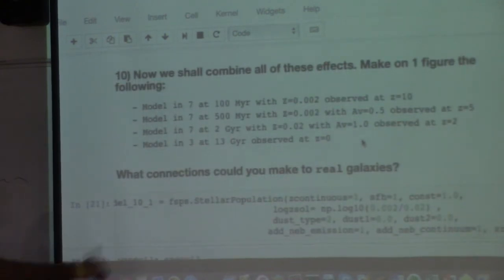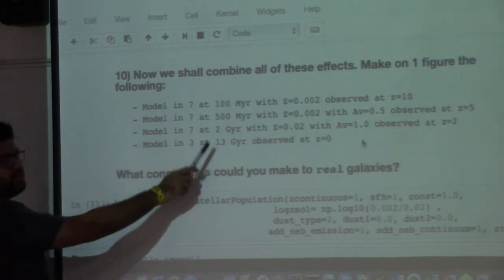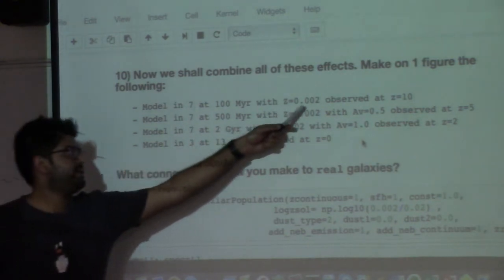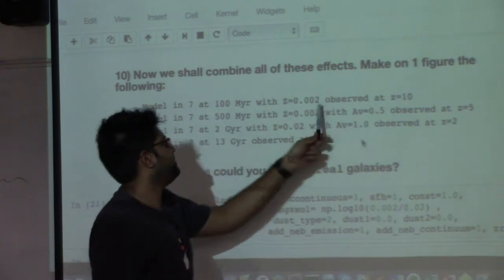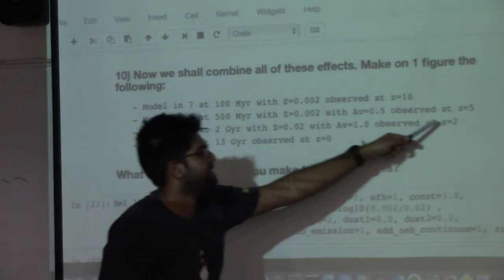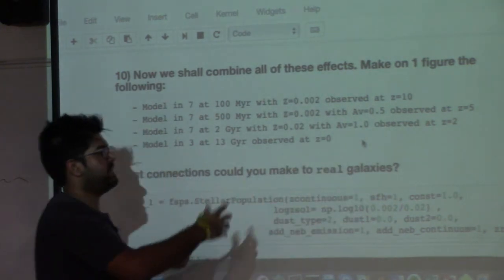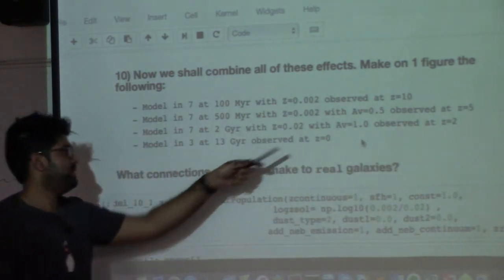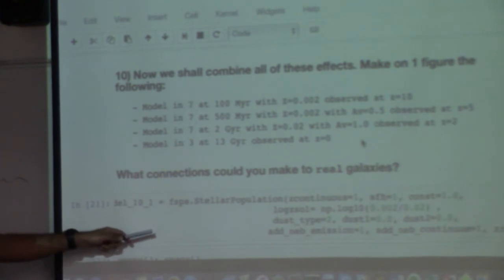The next thing to do, this is one of the things I changed. I forgot to put the time that you need to compute the spectra, so I've added this now. And you're combining all the things at different redshifts. At high redshift, the metallicity is very low. At 100 million years, you can increase the redshift, and a little bit of dust is now there in the systems because the galaxies are older. With the same metallicity, you then increase the dust to come to lower redshift, and then at 13 billion years at redshift 0.